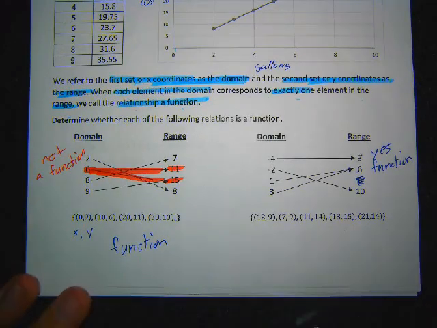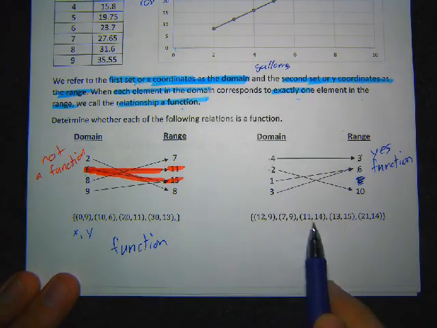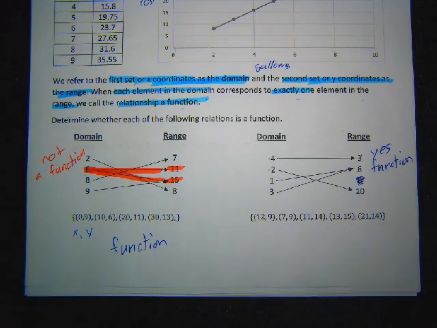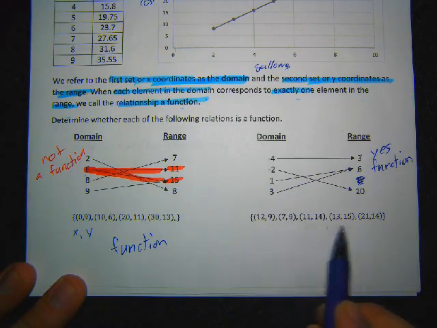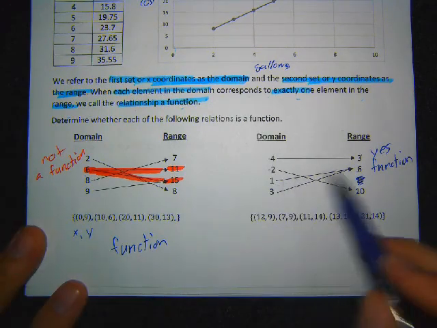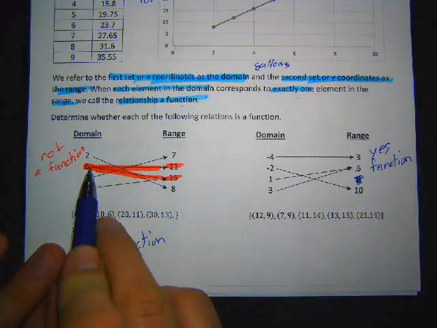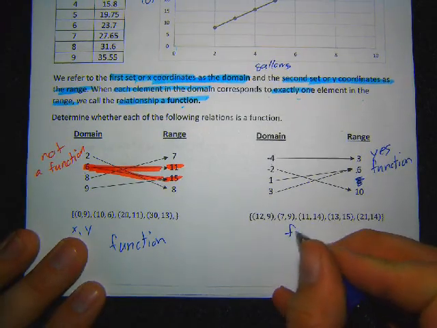What about this one over here? We have 12 goes to 9, 7 goes to 9, 11 goes to 14, 13 goes to 15, 21 goes to 14. That one is still a function. And I know you might have been thinking not because of the 9s here or the 14s there. Remember, just like up here, it's okay to go to the same number twice. What's not okay is one number going two different places. So this one's actually a function.